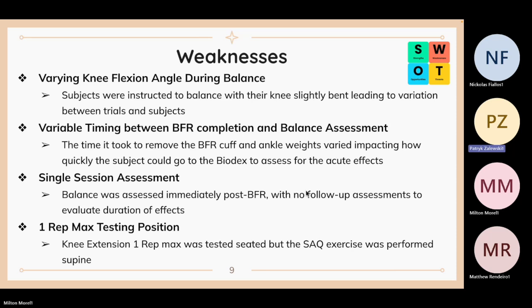Another weakness was the variable timing between completing the BFR and then assessing the patient's balance. So it took a varying amount of time to take off the BFR cuff and the ankle weights. And that time varied between patients because some subjects had more ankle weights, some subjects had less. So this impacted how quickly the subjects could go to the Biodex machine after completing the exercise.